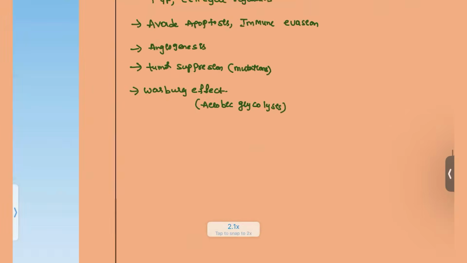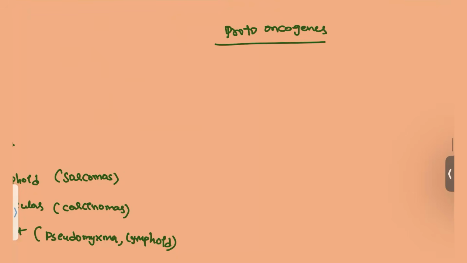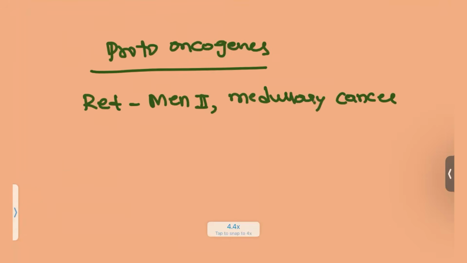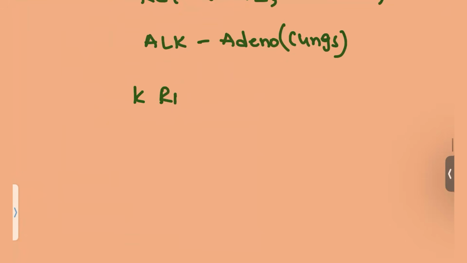Next, coming to the important points, first we will see the types of proto-oncogenes. For example, RET gene, this is seen in MEN syndrome, MEN type 2, and also medullary thyroid cancer. Next, ALK, this is seen in adenocarcinoma of lungs. Next, KRAS, this is seen in the colon and also pancreas.